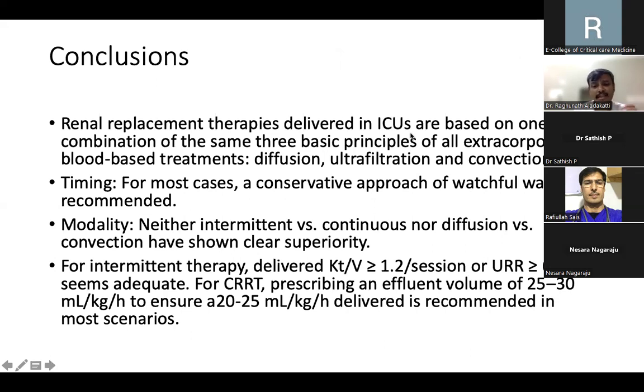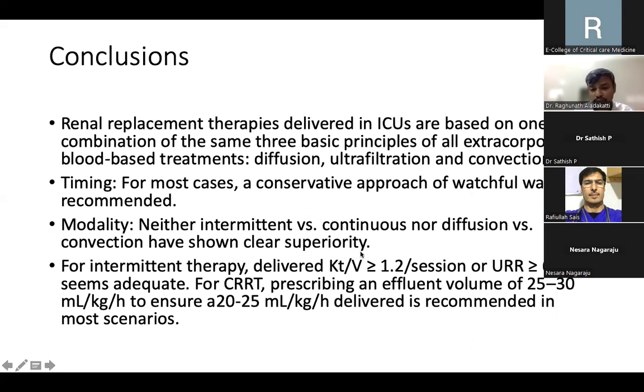So renal replacement therapy delivered in the ICU is based on one or a combination of the same three basic principles: diffusion, convection, and ultrafiltration. Timing is a more conservative approach. If there is a life-threatening problem, go ahead. If there is no life-threatening problem, you can go for a conservative approach, individualize the patient on a daily basis, and see whether the patient requires dialysis or not.